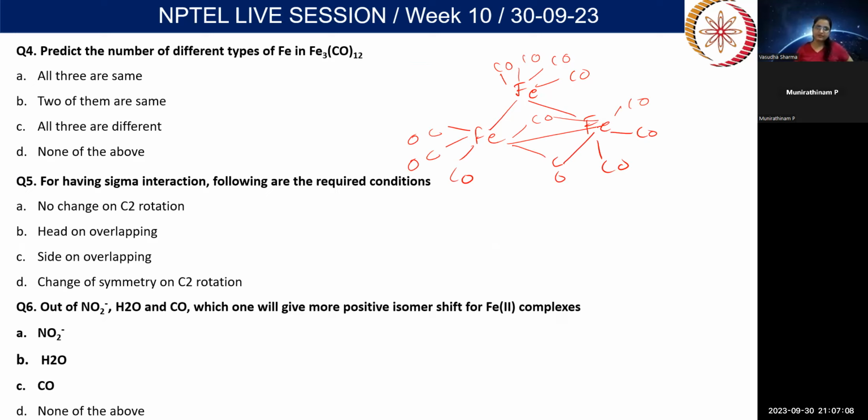Two of them are same, where two of them are having two bridging as well as terminal.